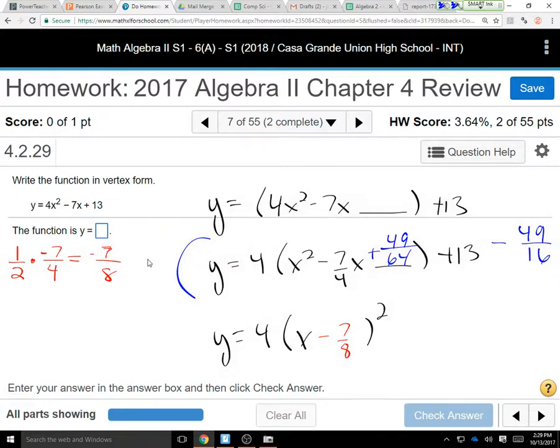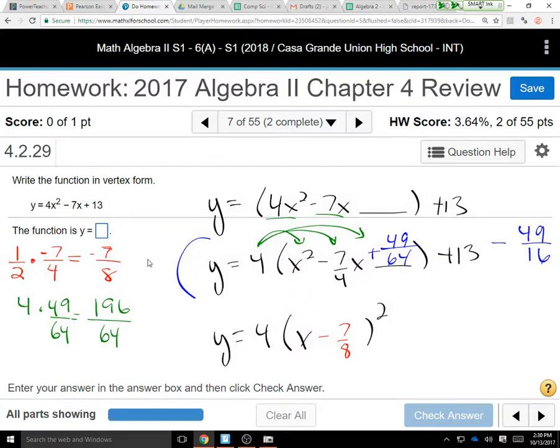Why 16? Let me refer you back to this. What is 4 times x squared? See it right there? What is 4 times negative 7/4? There it is. So the question is, what was added? 4 times that number. So over here in the corner, 4 times 49 over 64 is equal to 196 over 64, correct?